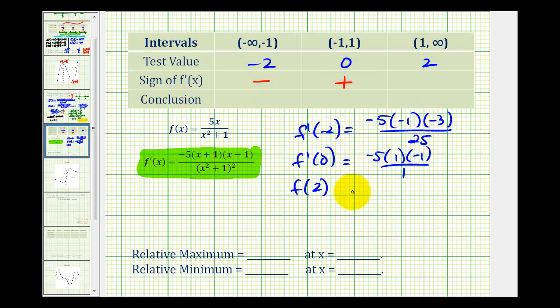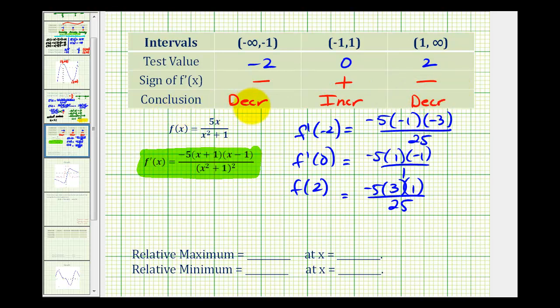And then for f prime of 2, we'll have negative 5 times 3 times 1 all over 2 squared plus 1, that's 5 squared is 25. And we can see that the value of the function is going to be negative on this interval. So since the derivative is negative on this interval, the function is decreasing on this entire interval. Here the derivative is positive, so it's increasing. And then here it's negative, so it's decreasing.